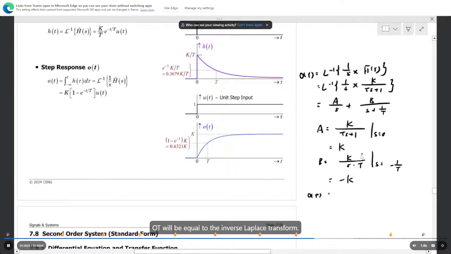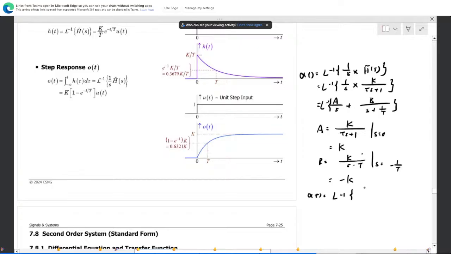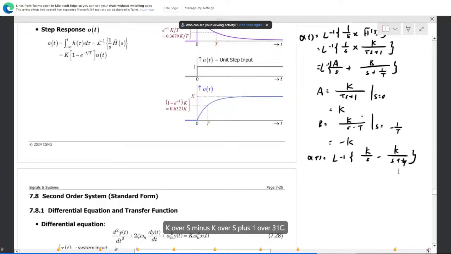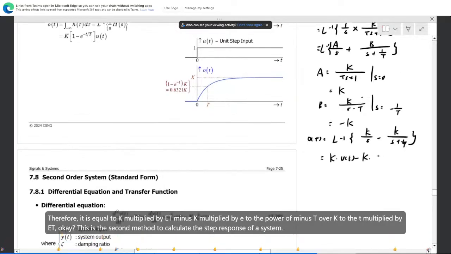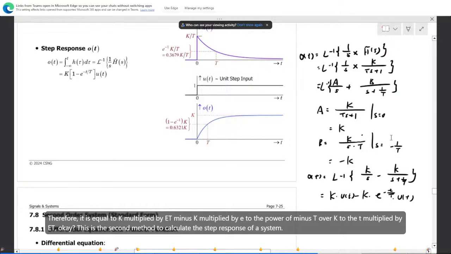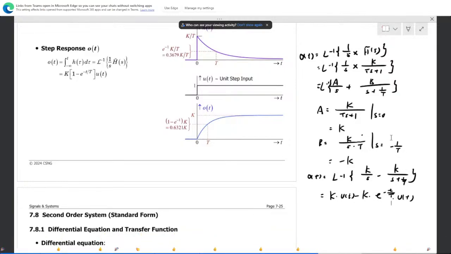Therefore, o(t) will be equal to the inverse Laplace transform of k over s minus k over s plus 1 over capital T. Therefore, it is equal to k multiplied by u(t) minus k multiplied by e to the power of minus t over capital T multiplied by u(t). Okay? This is the second method to calculate the step response of the system. Does it make sense?